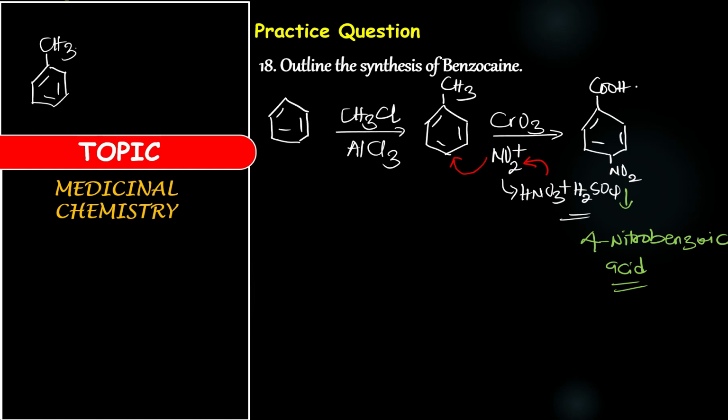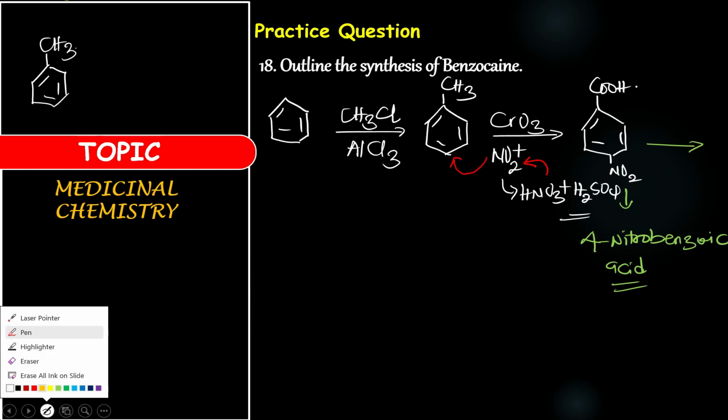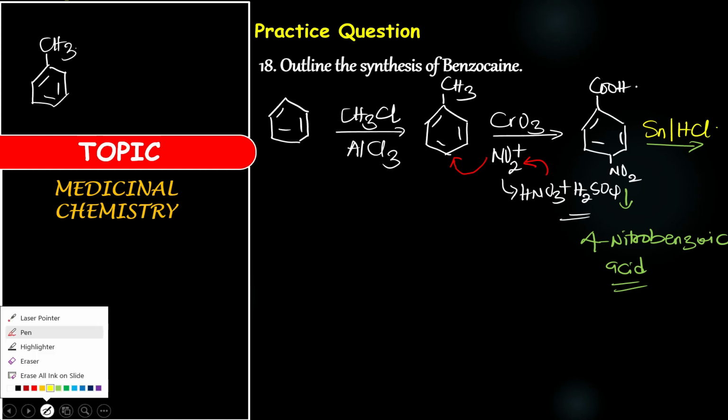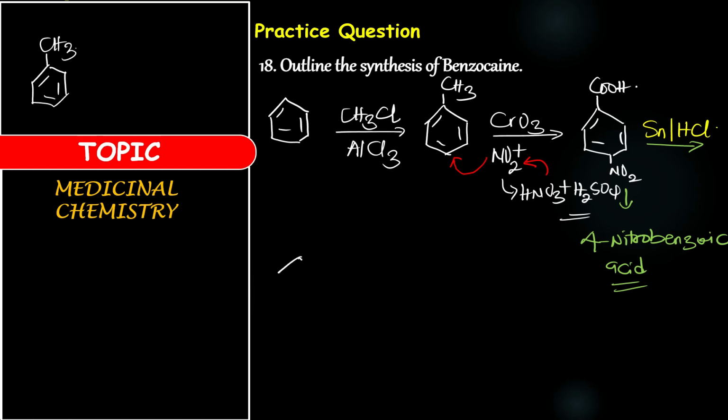You want to change this 4-nitrobenzoic acid to an amine group. You want to change this NO2 here to amine. Now, the easiest way to change NO2 to amine is to react it with something like tin in HCl. This tin in HCl will act as a reducing agent and reduce this NO2 to the corresponding amine. So this NO2 will be reduced to amine, and that will give us something like this.